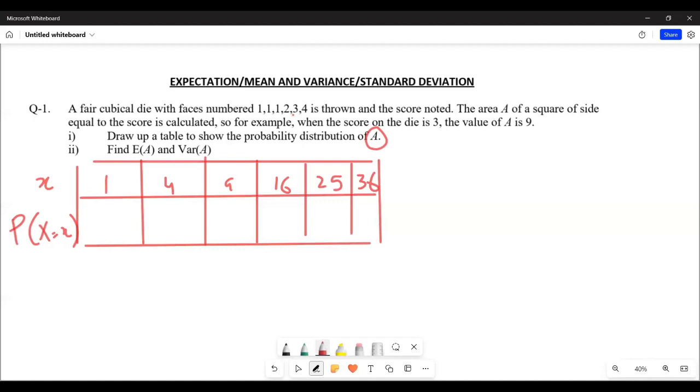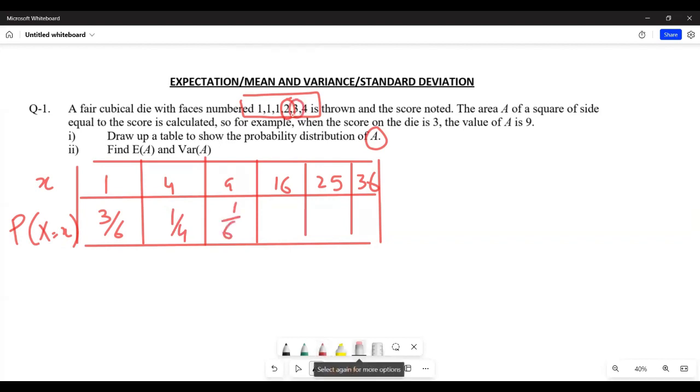Okay, you get a score of 1 when you get a 1 because 1 squared is 1. And what is the probability of getting a 1 on this die? It's 3 upon 6. Probability of getting a 4 is 1 by 6. You get a 4 when you throw a 2. Then you get a score of 9 when you throw 3, and that's also 1 by 6. You get a 16 when you throw a 4, so that's also 1 by 6.